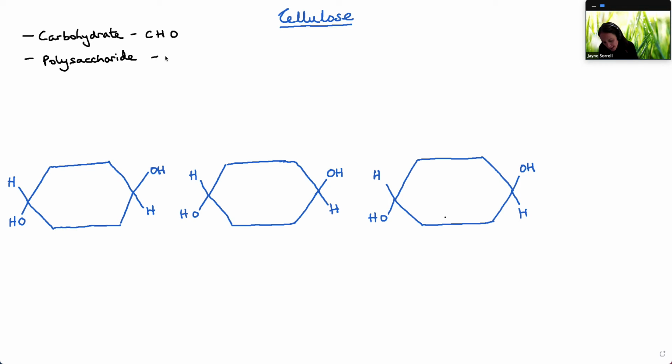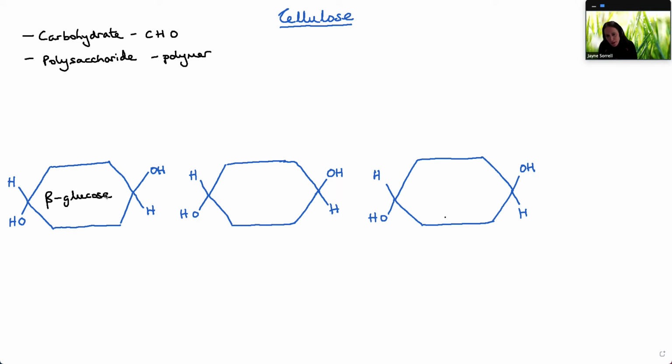Now, a polysaccharide is a polymer, and that means that it's made of lots of monomers, single units joined together. In carbohydrates, the single units are monosaccharides. The particular monosaccharide that cellulose is made up of is beta glucose. I do have a video on starch, which is another type of polysaccharide, and that's made of alpha glucose.